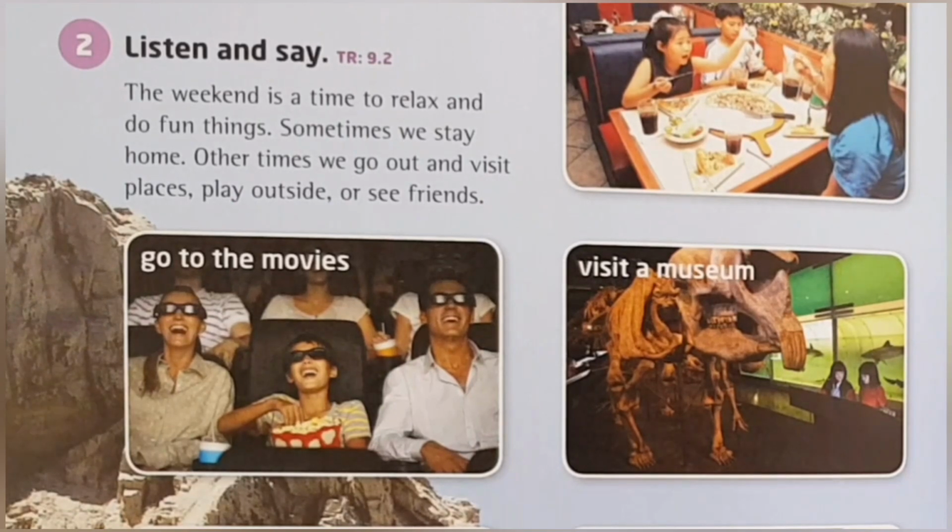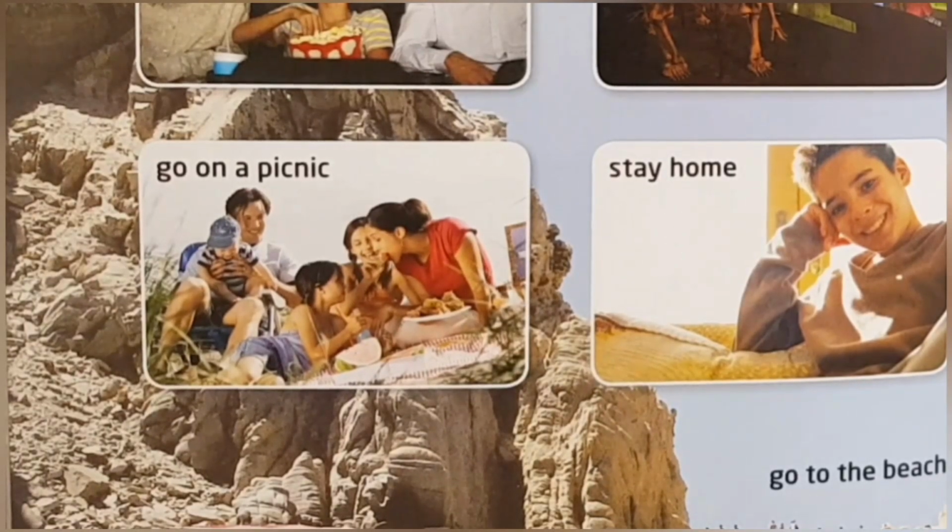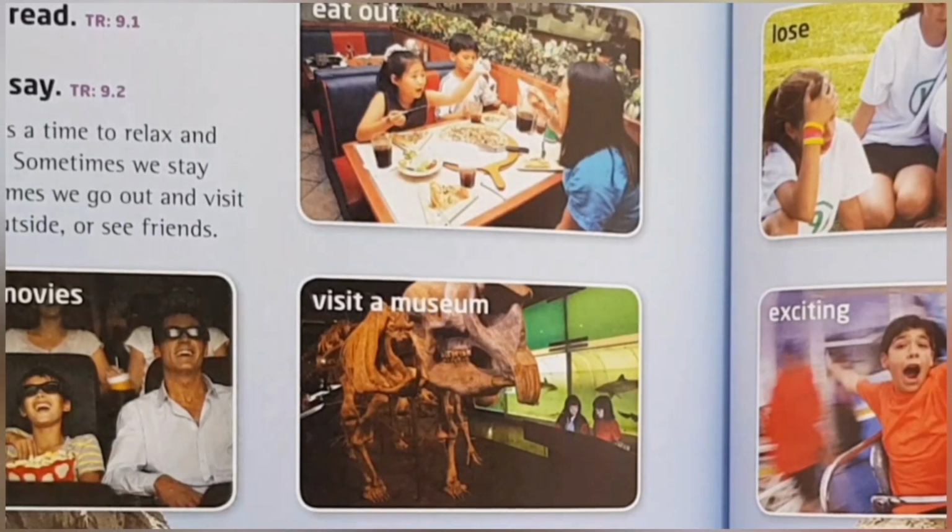Go to the movies. I like to go to the movies. And now past tense, ready? Last weekend, I went to the movies. Go on a picnic. My family loves to go on a picnic. Last month, we went on a picnic. Eat out. It's fun to eat out. Yesterday, I ate out in a restaurant.